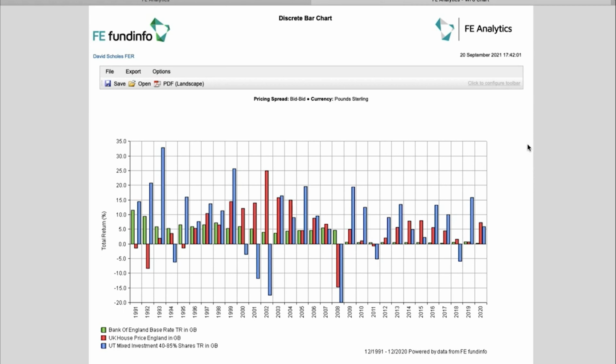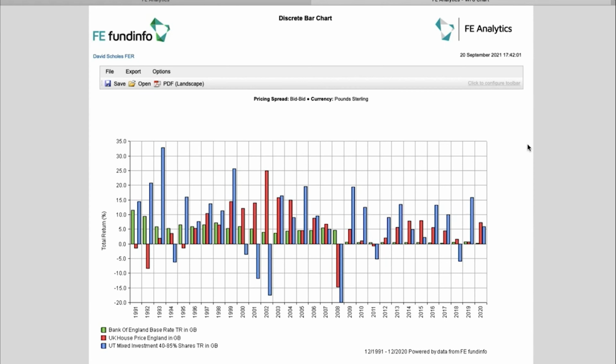Now, what I've got in front of me here is showing the Bank of England base rate, kind of mimicking what cash would have done over the last 30 years, what the average house price has done in England, HPI indices. We've got different regional variations back on the indices tab, back on the main screen. I've also charted your average multi-asset fund, which is a mixed investment sector, which is the blue line. And it's quite a nice way of educating clients in terms of how markets behave during different market conditions.